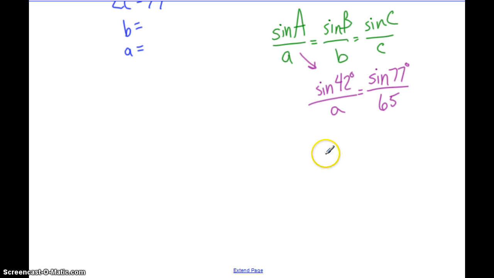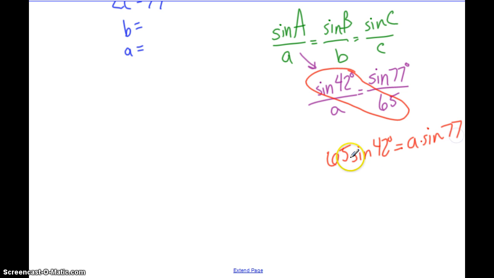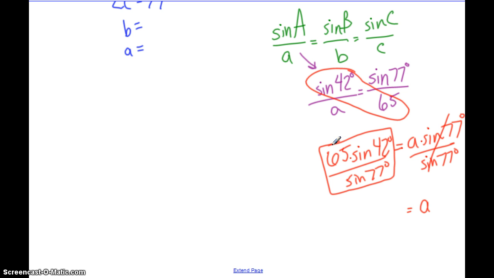So instead I'm going to write this as 65 sine 42, that's my multiplication here, equals a times the sine of 77. And then I'm going to divide by sine 77 so that it's gone from the right side. So side A equals all of this that I have right here. And I can plug all of that into my calculator all at once.